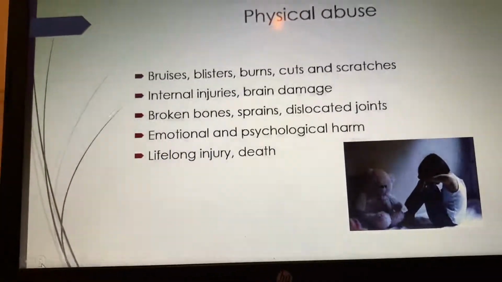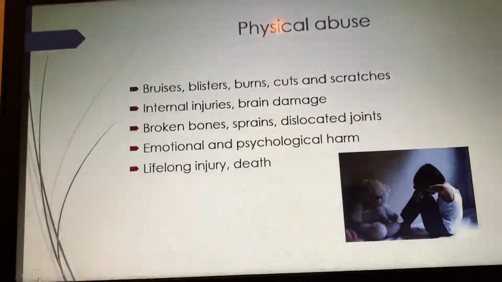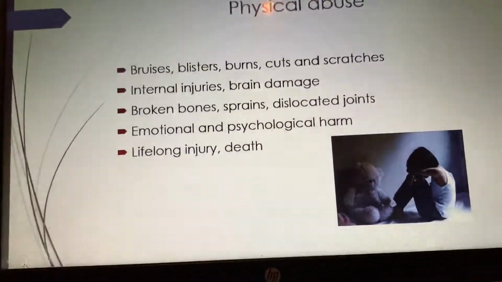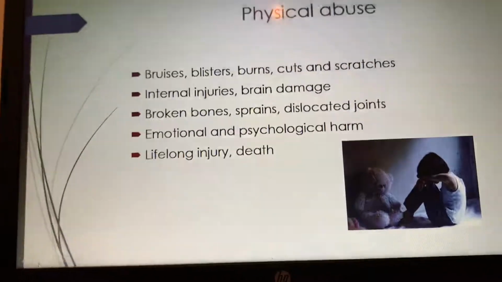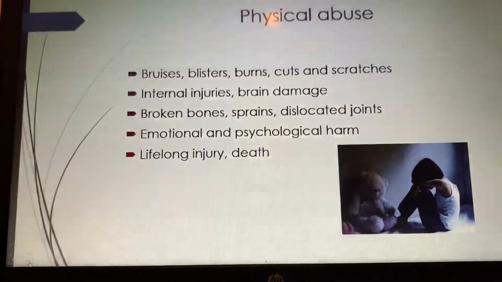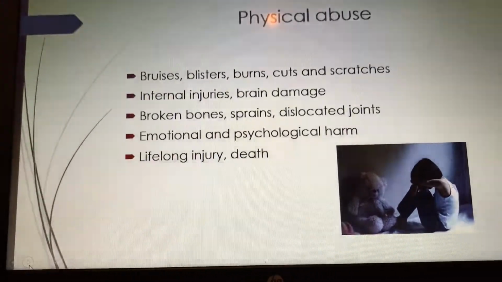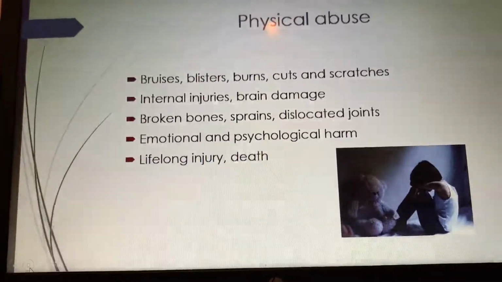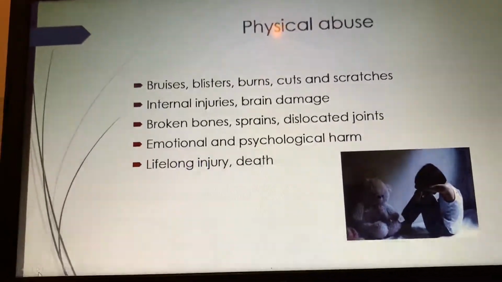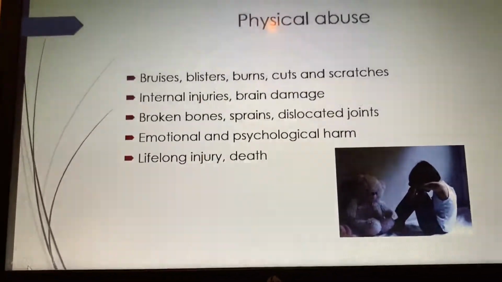These are some of the signs or injuries that a child may present when being abused: bruises, blisters, burns, cuts, broken bones, spine and dislocation of joints. Emotional and psychological harm are also included in physical abuse.